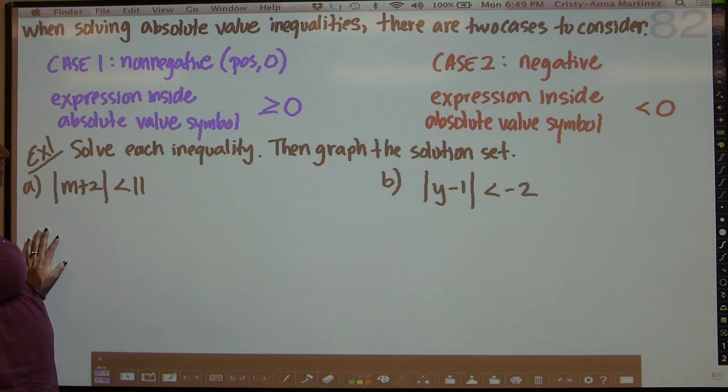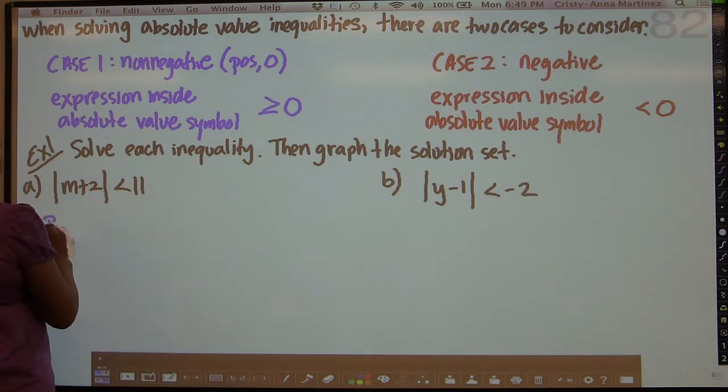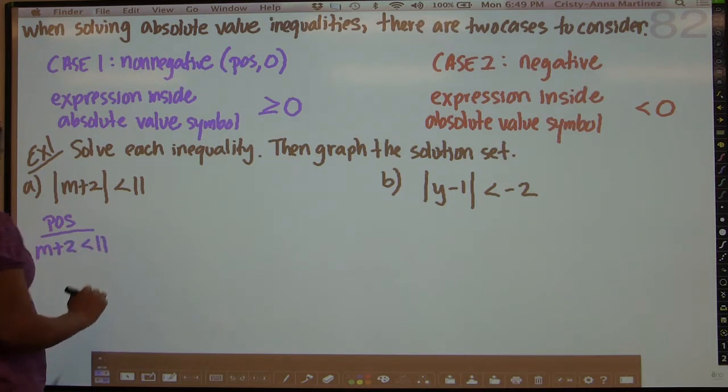I'm going to show you what that looks like by solving these 2. So first of all, in my positive case, I'm going to just leave everything the same. m plus 2 less than 11. Notice that I no longer have the bars, and I'm just going to solve.